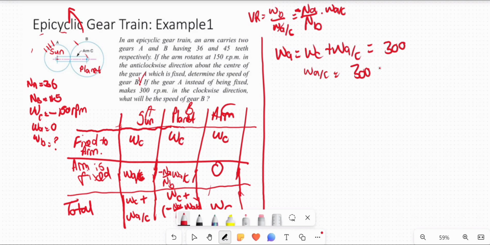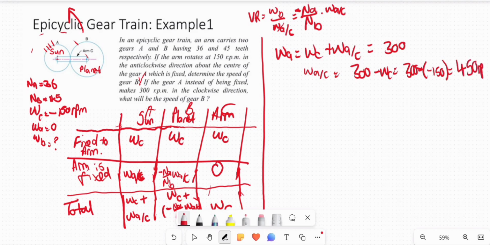Omega A with respect to C is now equal to 300 minus omega C, which is equal to 300 minus, what's omega C? Oh, omega C is negative. It is bad. Okay, I should be able to do this with a calculator. Let me punch in 300. It's basically like 300 plus 150. This gives me 450 RPM.